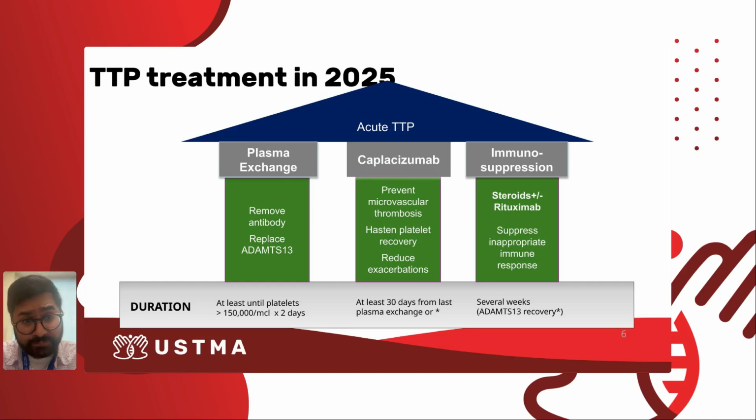frontline setting. And we continue the plasma exchange until the platelet count's at least 150 for 2 days. The caplacizumab should continue essentially until ADAMTS13 recovery above 15 or 20% most often, and the immunosuppression can take several weeks to occur.